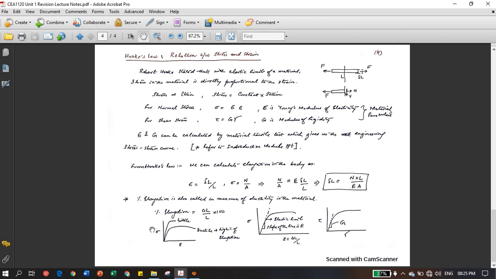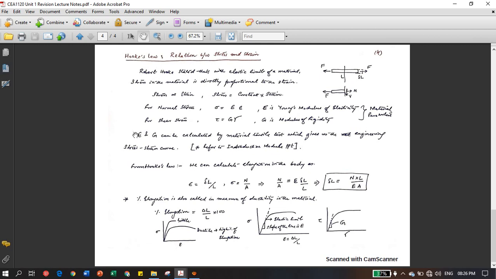There are two graphs basically: the engineering stress-strain curve and the true stress-strain curve. In the engineering stress-strain curve, stress is calculated using the original area, meaning the area before you applied the load. In the true stress-strain curve, we calculate stress using the current area. When you apply the load, the body stretches and the area decreases. You can calculate that decrease in area using an extensometer, and also using strain gauges.